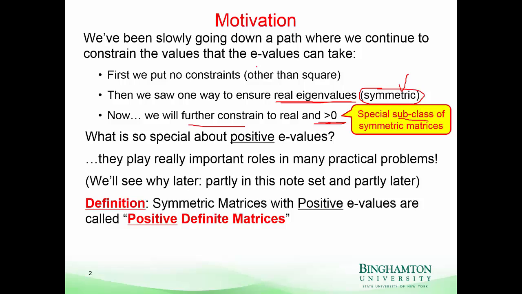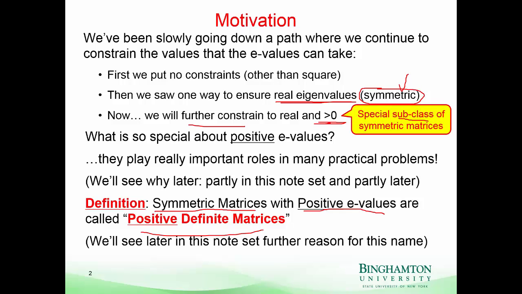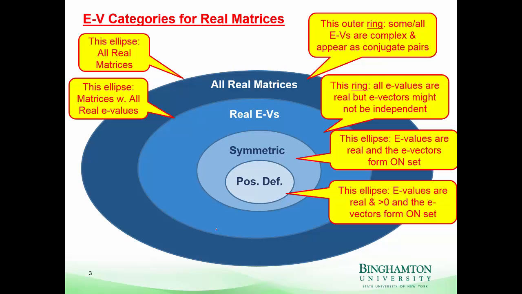So here's our definition. We're defining this new concept called positive definite matrices. They will be symmetric matrices with positive eigenvalues, and they are called positive definite matrices. And we'll see later on why this name makes sense. I mean, it kind of makes sense here from the fact that we've got positive eigenvalues, but why don't we call it positive definite? So that's kind of weird. We'll see why that is in just a little bit.